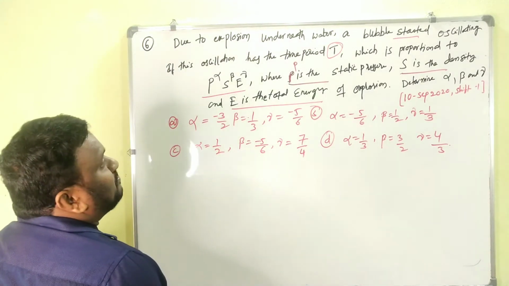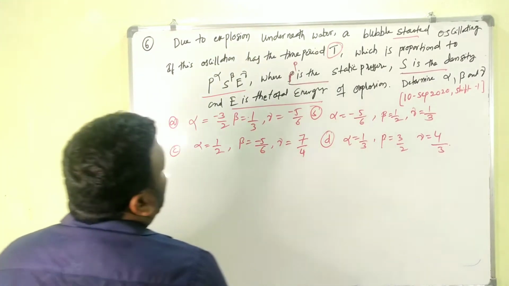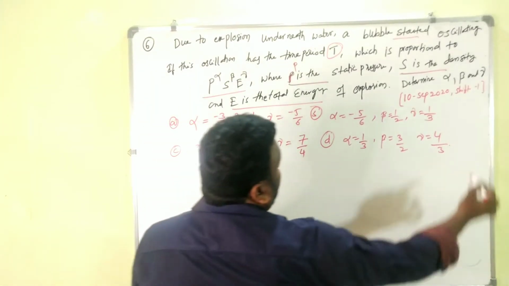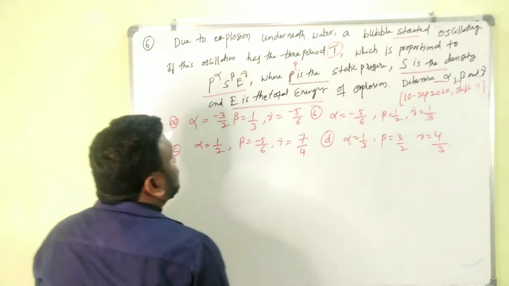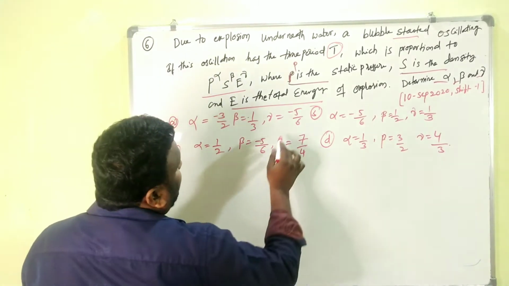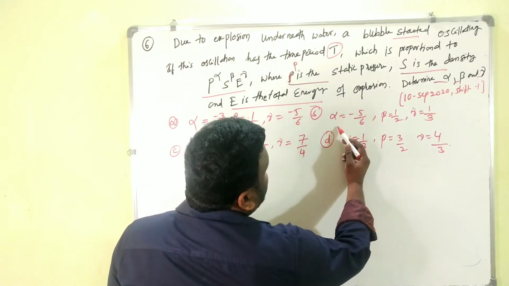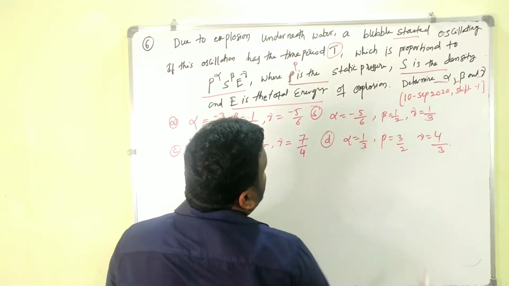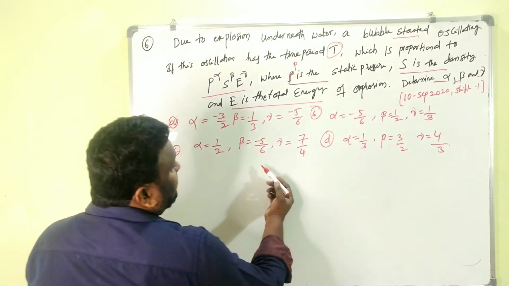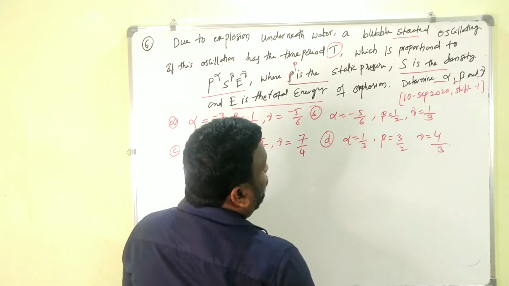Due to an explosion underneath water, a bubble started oscillating. If this oscillation has the time period T, which is proportional to P to the power of alpha, S to the power of beta, and E to the power of gamma, where P is the pressure, S is the density, and E is the total energy, then what you have to find? Alpha, beta, gamma. Options are given like this: option A, alpha is equal to -3/2, beta is equal to 1/3, gamma is equal to -5/6. Option B, alpha is equal to -5/6, beta is equal to 1/2, gamma is equal to 1/3. Option C, alpha is equal to 1/2, beta is equal to -5/6, gamma is 7/4. And option D, alpha is equal to 1/3, beta is equal to 3/2, gamma is equal to 4/3.